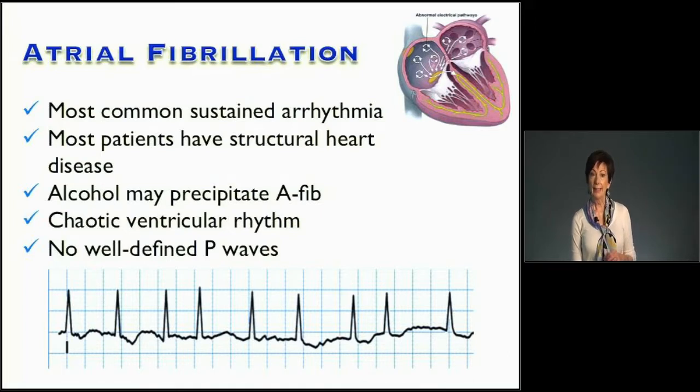So you don't have any well-defined P's with AFib, and therefore the ventricular rhythm is very chaotic. So now we have an example of AFib. You can look and see that you have what's often described as a wavy baseline. Now, if a patient has atrial enlargement, then they may have what's described as a coarse AFib. So AFib can be fine, medium, and coarse. And I would describe this as a fine to medium AFib.